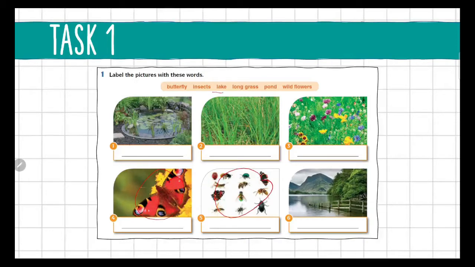And then we have the word lake. Which one is lake? Is it this one or is it this one? Lake is this one, tasik. And then we also have long grass, rumput yang panjang. And then we have pond, kolam. And the last one is wild flowers, bunga-bunga liar. So those are the vocabulary that you will come across in the dialogue later. Okay, perkataan-perkataan ni lah yang akan disebut dalam dialog nanti bila kamu dengar dalam aktiviti yang seterusnya.